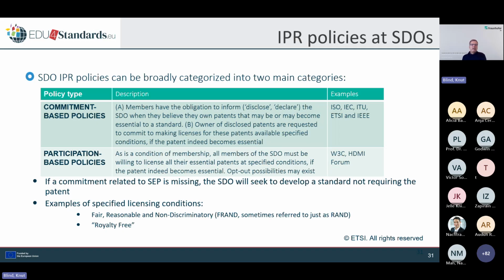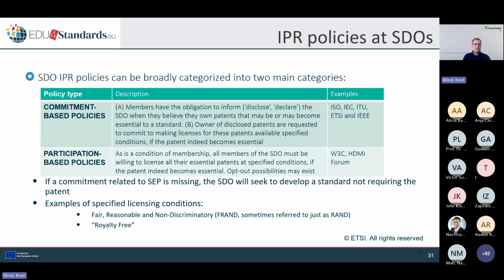Participation policies mean that if you are a member, you must be willing to license all your essential patents. That means in general, all patents are relevant. Sometimes opt-out possibilities might exist. This is important, and especially for larger research organizations, it is also a hot topic. The consequence, if these are not given, is that the SDOs in general want to develop standards which do not really have to rely on the patents.